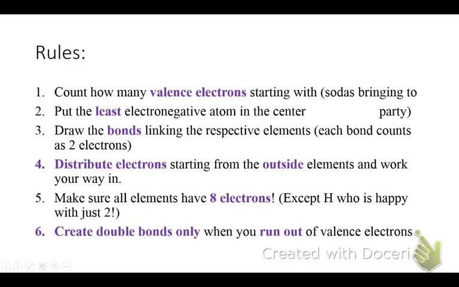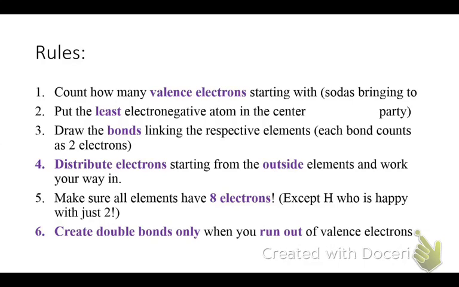Now, I know this seems like a lot of rules, but if you go through it step by step, it kind of makes sense. So the first thing that you need to do is to count out how many valence electrons you're starting with, okay? I can't stress this enough. There's no way that you can draw this without knowing how many electrons you have to play with, okay? So make sure that before you even start drawing anything out, you know how many valence electrons.